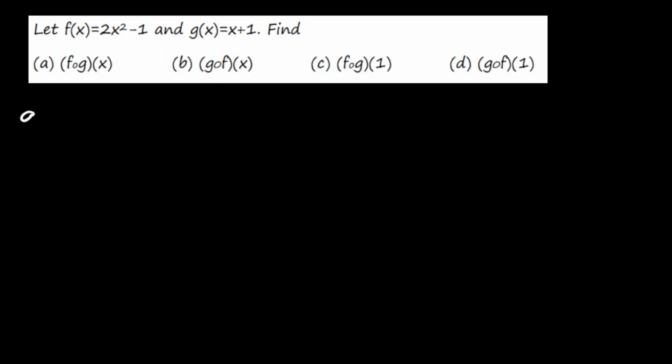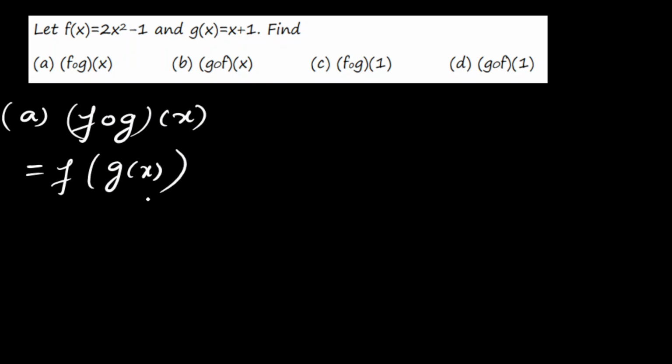So first, the functions f(x) and g(x) are given to us. f(x) is 2x square minus 1 and g(x) is equal to x plus 1. Part A says we have to find the value of f of g of x. So f of g of x we can write as f(g(x)). We have to plug g into f.